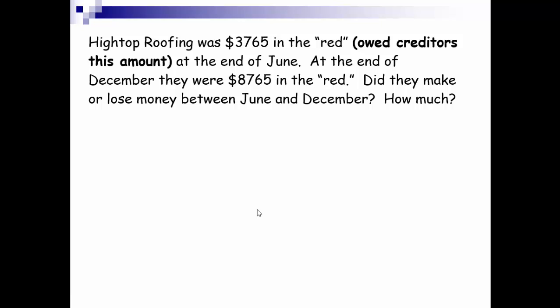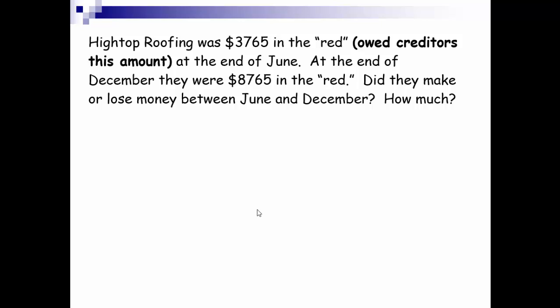Hilltop Roofing was $3,765 in the red. That means how much they owed creditors. In the red means you're in the negative. At the end of June. At the end of December, they were $8,765 in the red. They owed even more money. How much money did they make or lose between June and December?